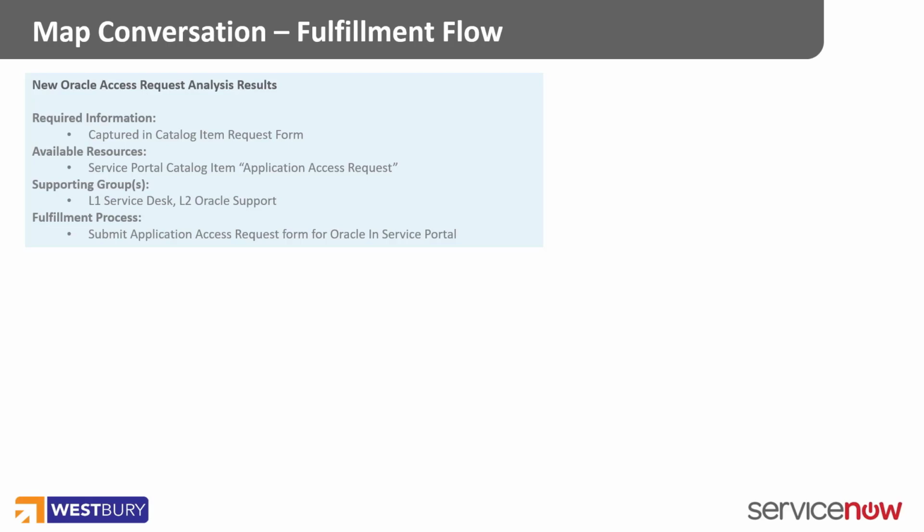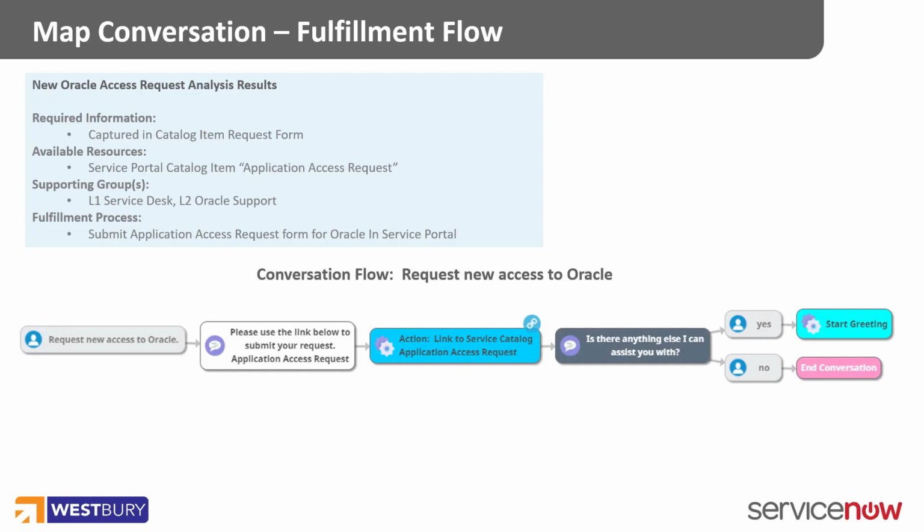And in our analysis step, we identified that a catalog item is available in the service portal for requesting new Oracle Access. Here's a completed flow design for this request. We've already identified the user's request in the first part of the design.